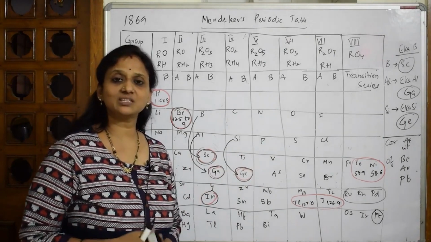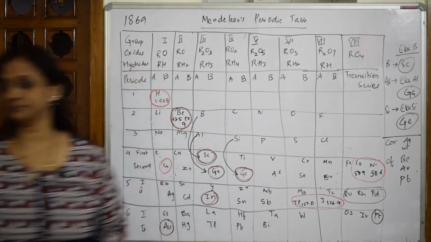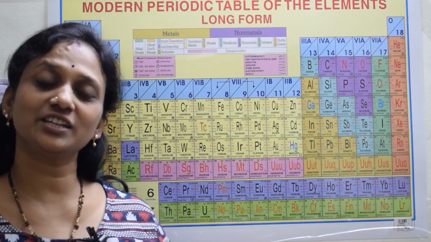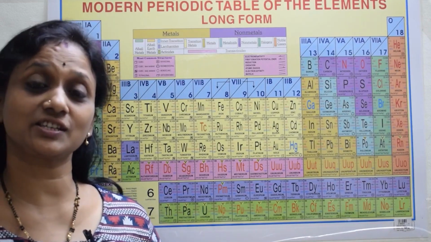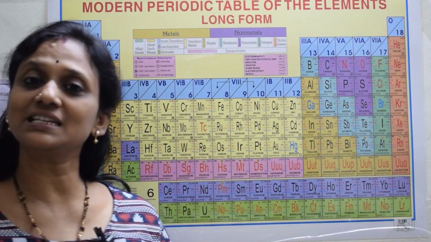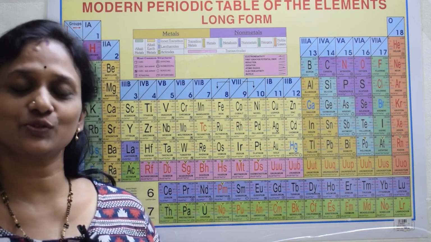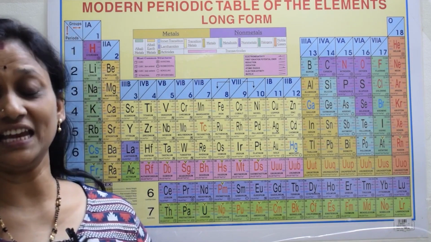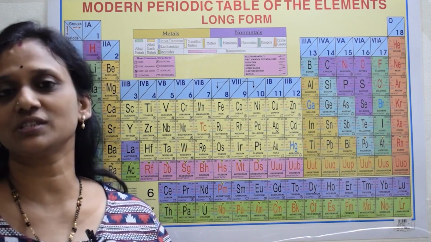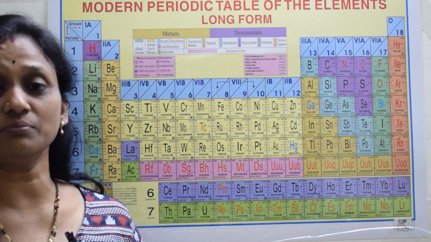So let's come back and meet the next table, that is the modern periodic table or Moseley's periodic table. The next table which we are going to learn is the next discovery, that is the modern periodic table. The modern periodic table is behind me. It was discovered by Henry Moseley, right? His tenure was 1887 to 1915, I think 1887 to 1917. So the modern periodic table was given by Henry Moseley after Mendeleev's table.